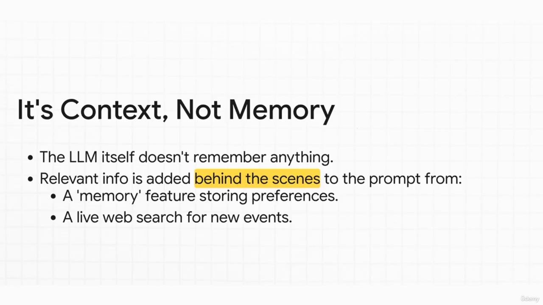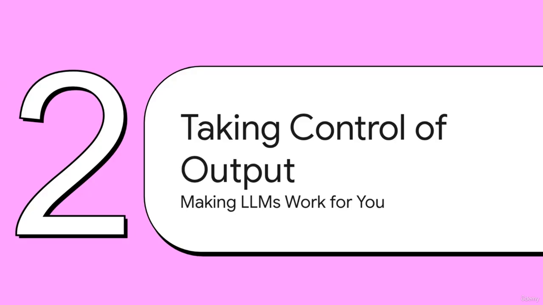For old chats, it might pull relevant details about you from its memory and then invisibly stuff them into your prompt behind the scenes. For new events, it does a live web search, grabs the key points, and injects that information into the prompt too. The LLM only ever knows what it's told in that specific moment. It's kind of like handing a brilliant actor a sticky note with their lines and some background info right before they walk on stage. Okay, so now we have a better idea of how it works under the hood.